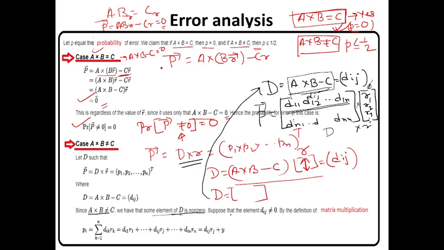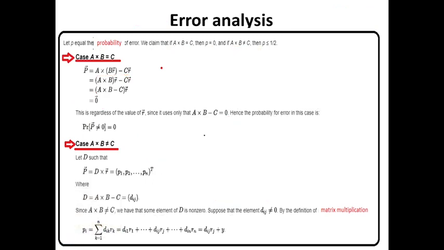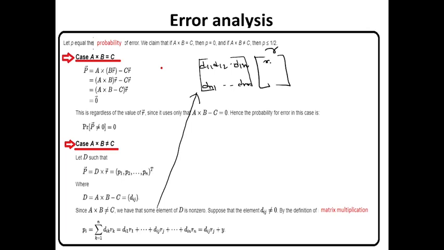Suppose that element is dij, some element in this matrix D. I'll just erase it so it will be easily understandable. This is my D matrix, so we are talking about this one again. This is d11, d12, d1n, and then dn1, up to dnn. With that I am multiplying my vector R, which is r1, r2, rn. This matrix multiplication has gone wrong.